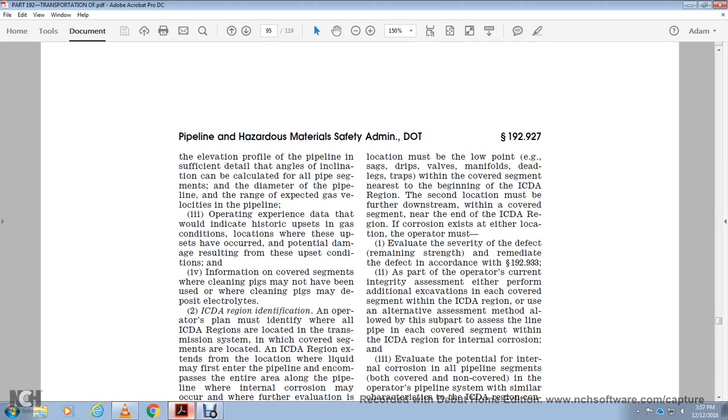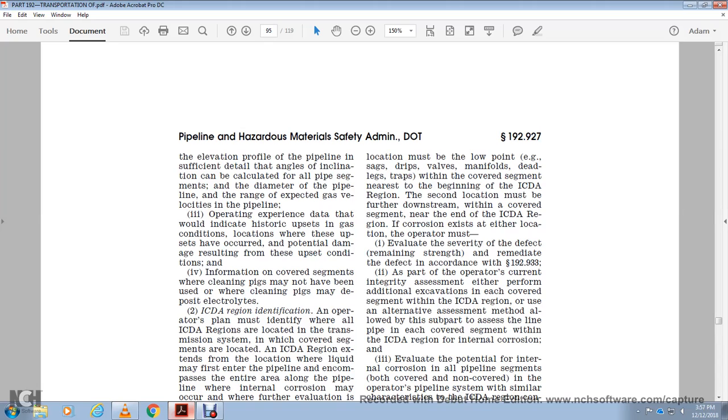Sag with the drips valve, the manifold, dead leg trap, and with the coverage segment near the beginning of the ICDA region. The second location must be further downstream with the coverage segment near the end of the ICDA region. If corrosion exists for either location, the operator must evaluate the remaining strength of the pipe in accordance with 192.933.